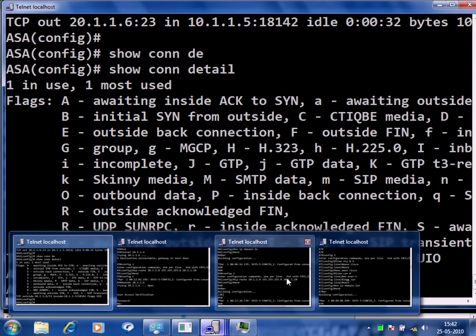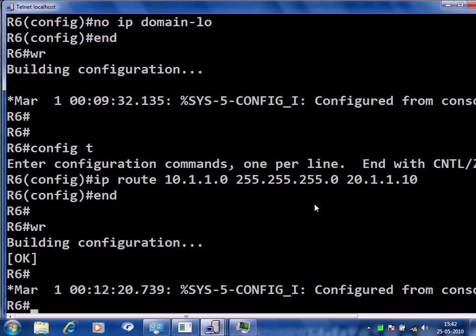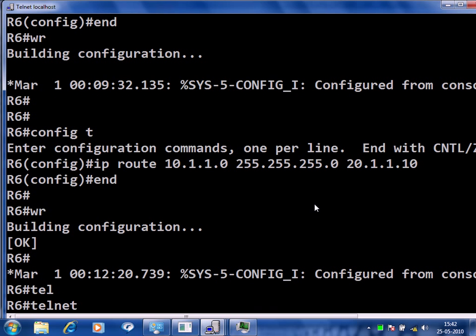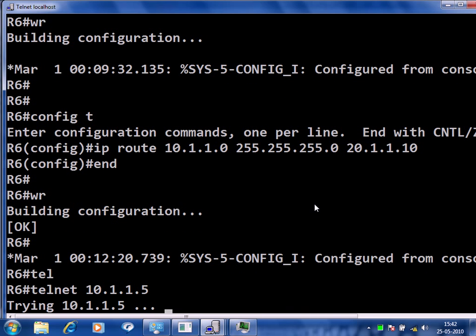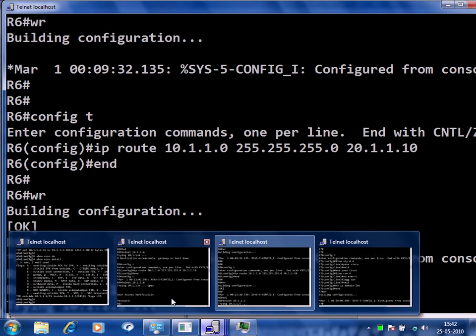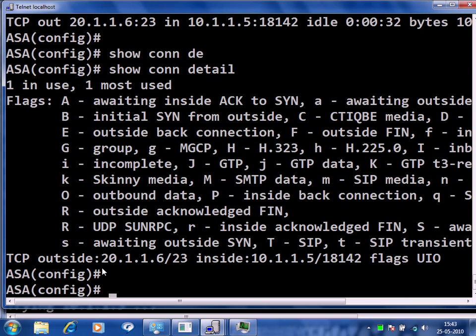Now let's go to the outside network. This is the outside network, R6. If I do telnet to 10.1.1.5, will I be able to do telnet? No. But how will you ensure that my traffic is denied by the ASA? If you are at the ASA, I want to see what traffic is being denied by the ASA. I want to see the traffic denied by my ASA.